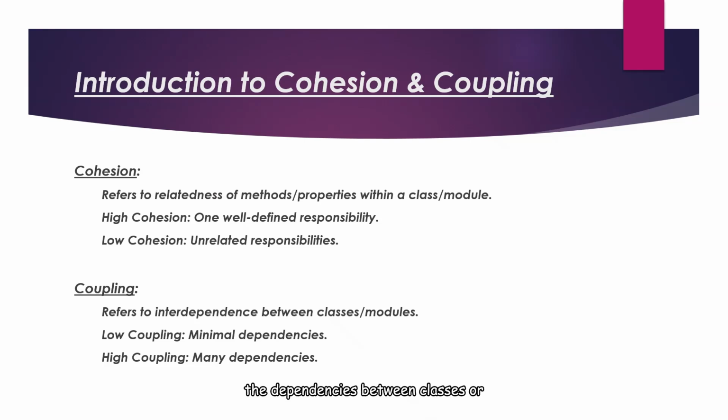Coupling refers to the dependencies between classes or modules. When classes are highly coupled, they depend heavily on each other. This makes it difficult to modify one class without affecting others. Conversely, low coupling means that classes or modules are independent of each other, reducing the impact of changes. In general, we'll strive to achieve high cohesion and low coupling to create systems that are both understandable and flexible.